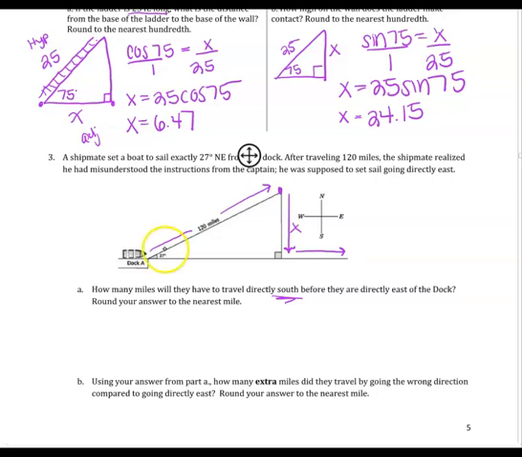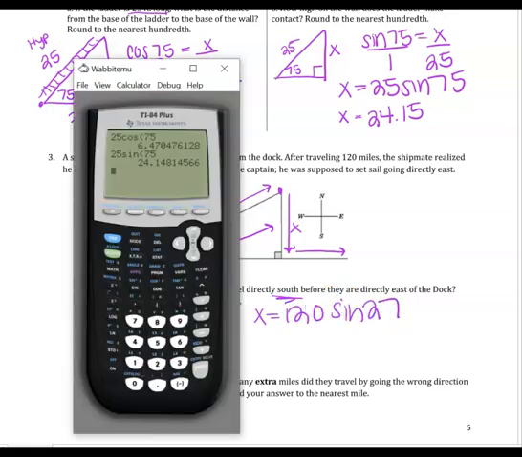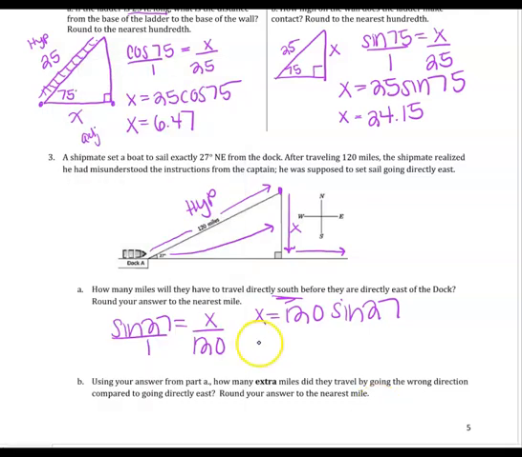So if we look at the 27-degree angle, that means I have an opposite and a hypotenuse because I have the side opposite the right angle. That means we should be using sine. So sine of 27 equals opposite over hypotenuse. And then we just cross multiply. So to the nearest mile, 54 miles.